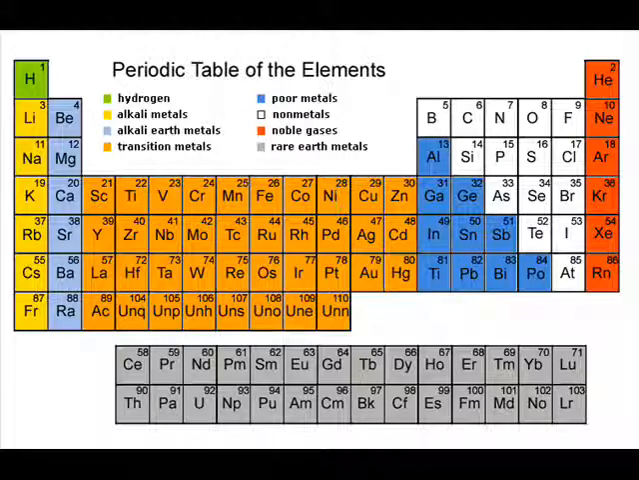Elements are listed on the periodic table. Each element only contains one type of atom. For example, the element hydrogen only contains hydrogen atoms.